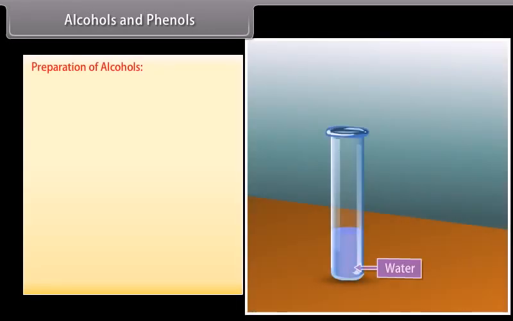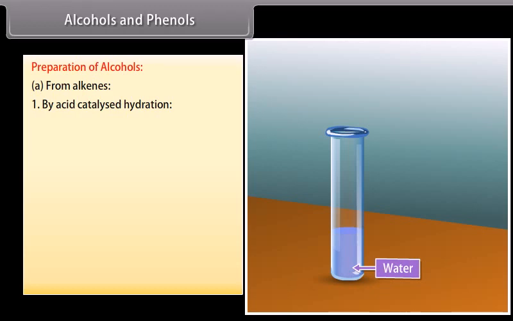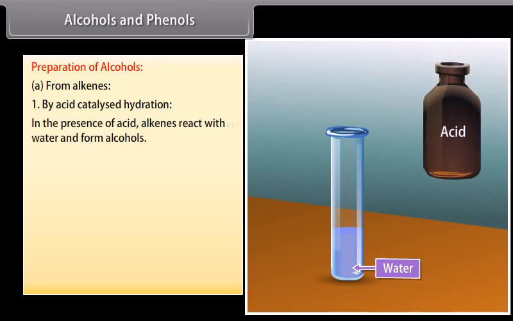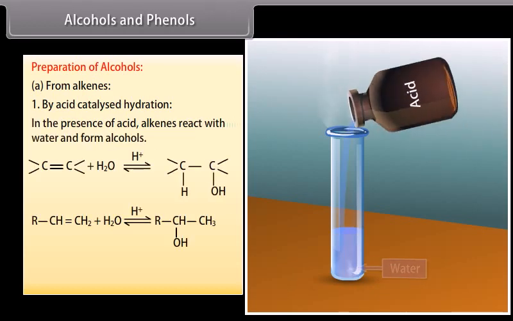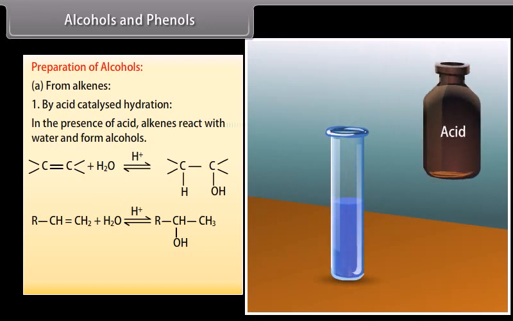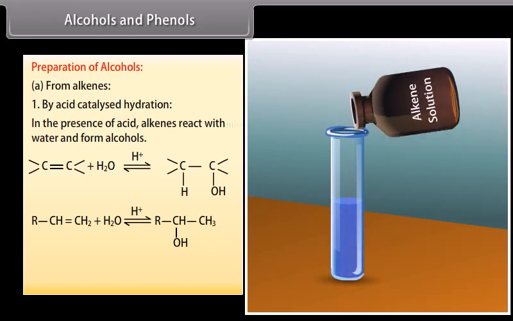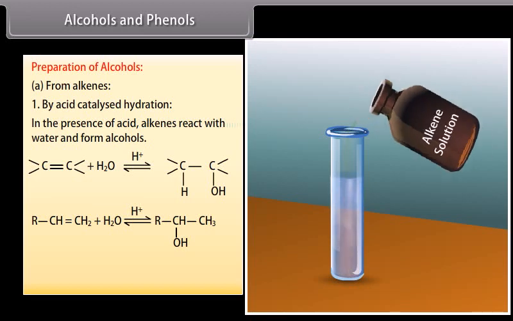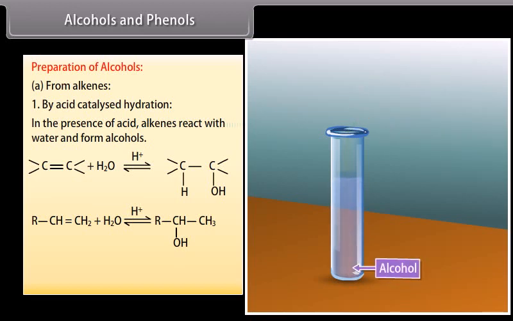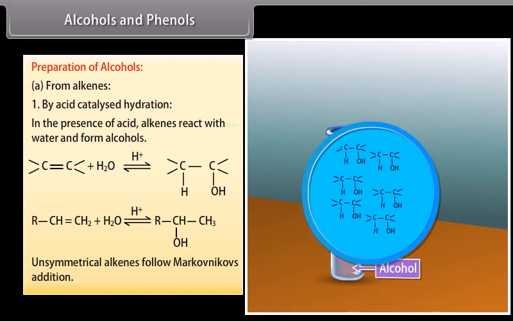Alcohols and phenols. Preparation of alcohols from alkenes by acid-catalyzed hydration. In the presence of acid, alkenes react with water and form alcohols. Alkene reacts with water in the presence of acid and then forms the respective alcohol. Unsymmetrical alkenes follow Markovnikov's addition.